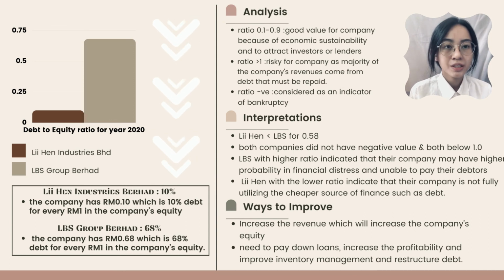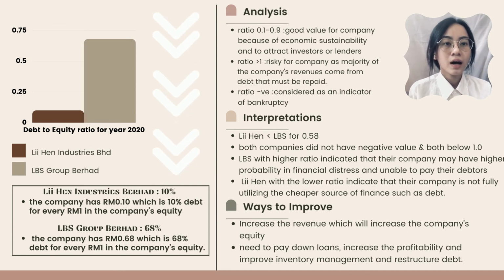The debt to equity ratio for Li-Han company was 10%, while LBS company was 68%. It indicates that Li-Han company has 10 cents, which is 10% debt for every 1 ringgit in the company equity, while LBS company has 68 cents, which is 68% debt for every 1 ringgit in company equity. Based on the graph, Li-Han company was 0.58 lower than LBS company, but overall both companies did not have a negative value, and both ratios are below 1.0, which is considered good.